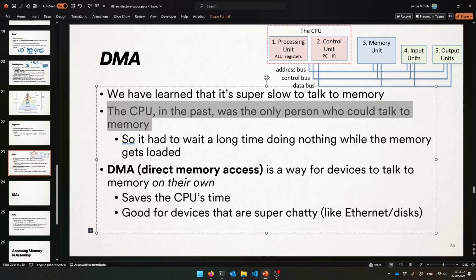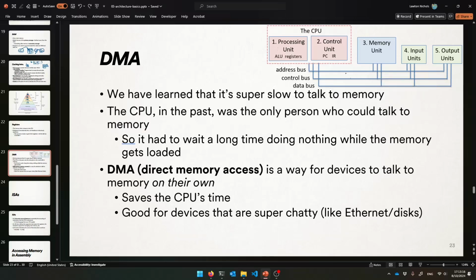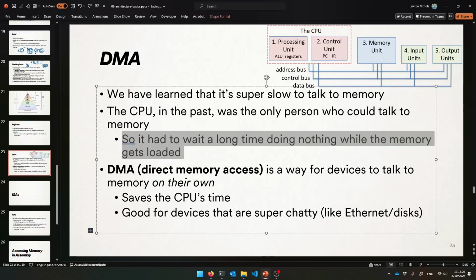In the past, the CPU really was the orchestrator. It was the only one that could talk to memory. The CPU had to say, all right, I want this, and you give it to me. Back in the day, that was true. It's no longer true. All right. And when the CPU was doing that, it had to wait, right? Because it needed this memory before it could do anything else. It needed that thing at that address, and it just sat there.